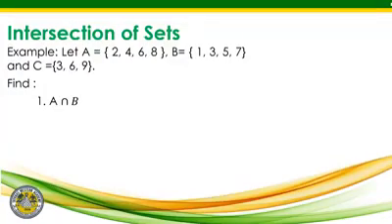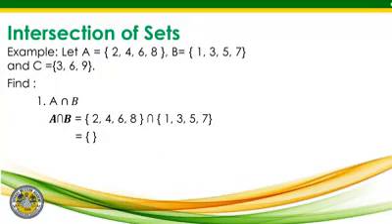Okay, class. So, remember that we need to put all the elements. Therefore, we have A intersection B is equivalent to {2, 4, 6, 8} intersection {1, 3, 5, 7}. You will notice in our given that there is no element which is common in both set A and set B. Okay, another example. So we have B intersection C.